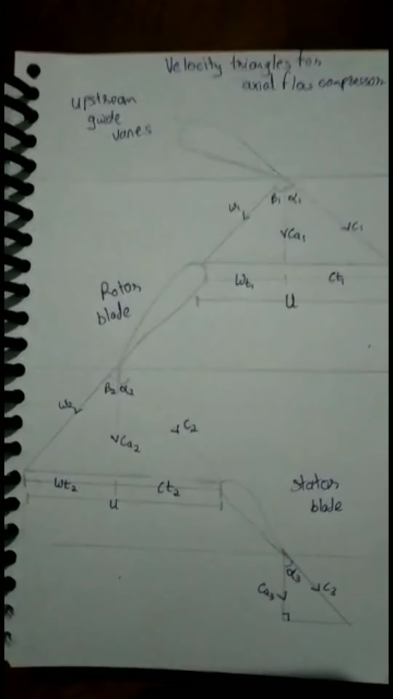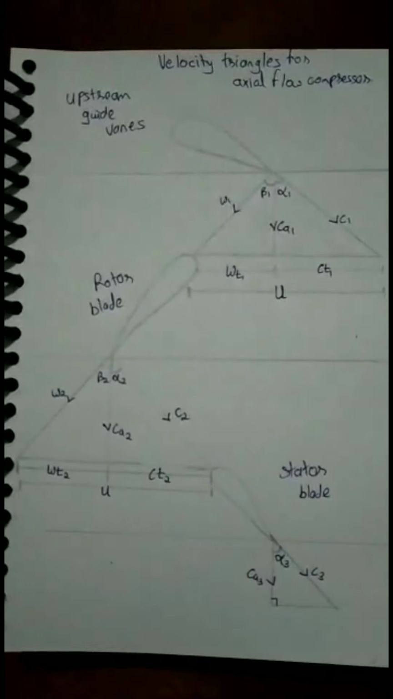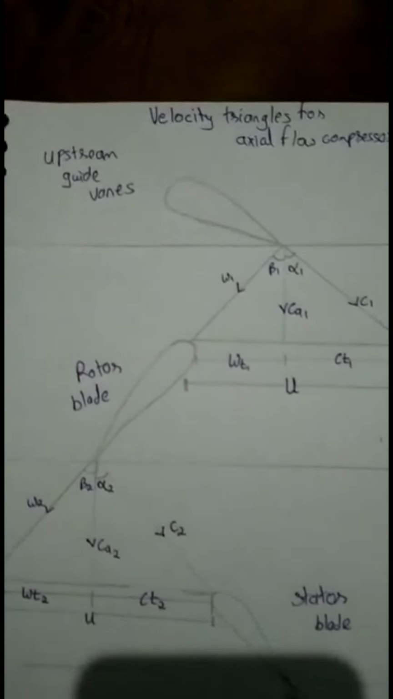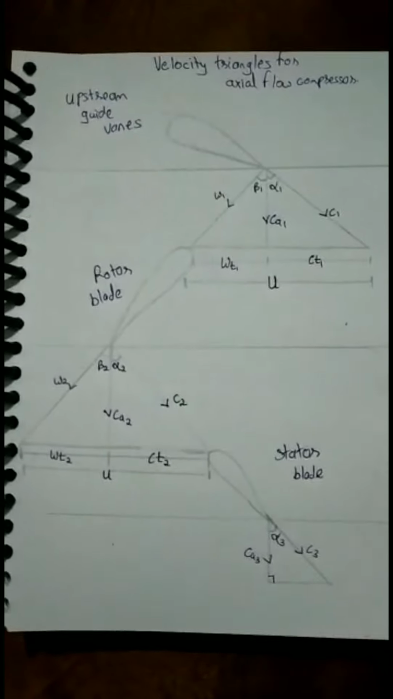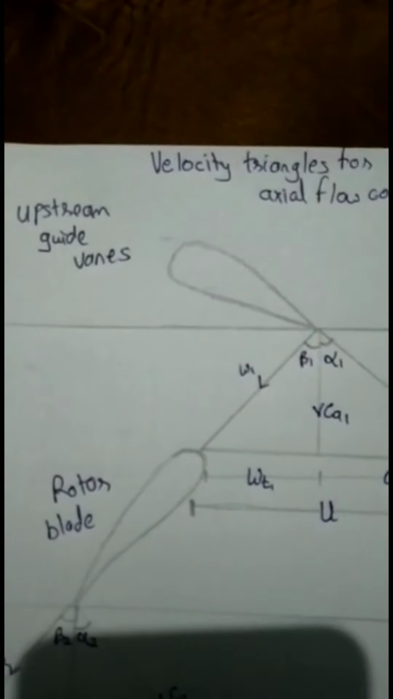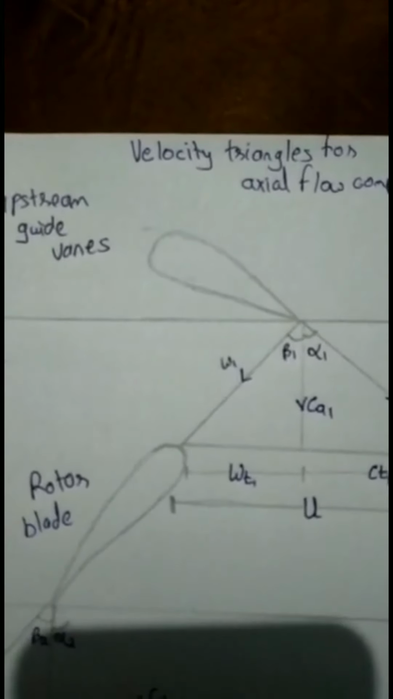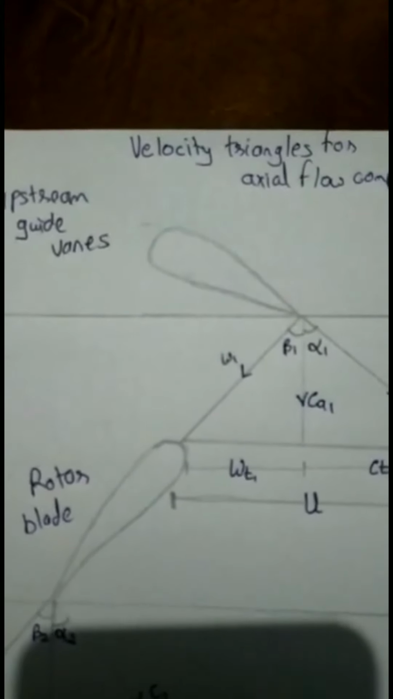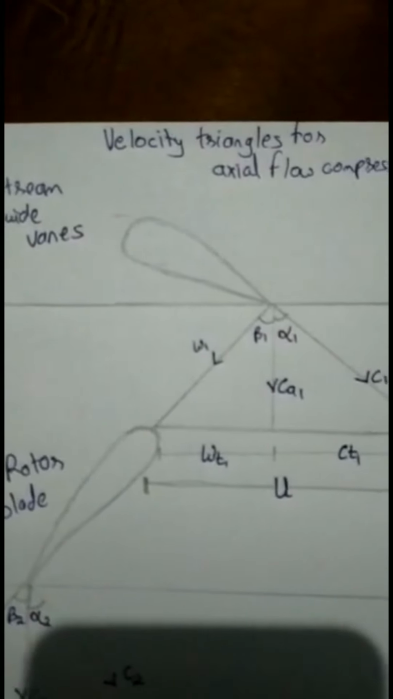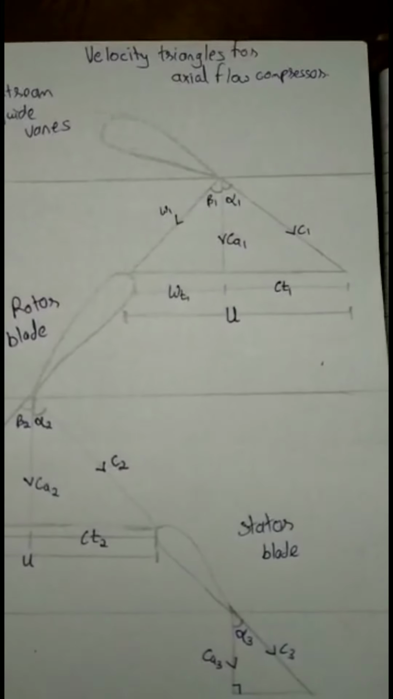Today I am going to share some of my knowledge on the velocity triangles for axial compressors. So this is the axial diagram for the general compressor, which consists of the upstream guide vanes, rotor blade and the stator blade. Now let's talk about the upstream guide vanes or inlet guide vanes. These are used so that air on the rotor blade can come out at a proper angle and we can get a good efficiency.